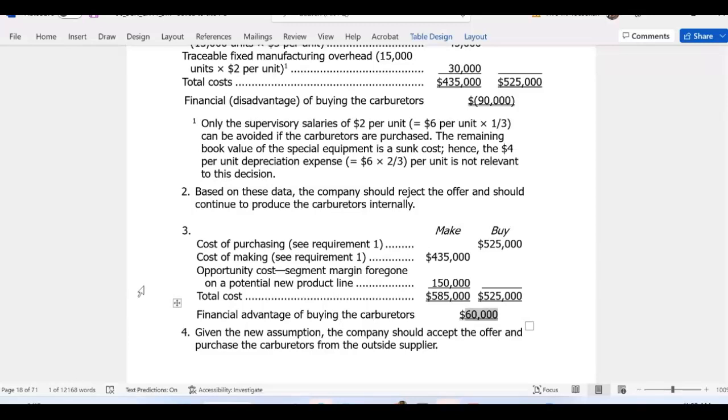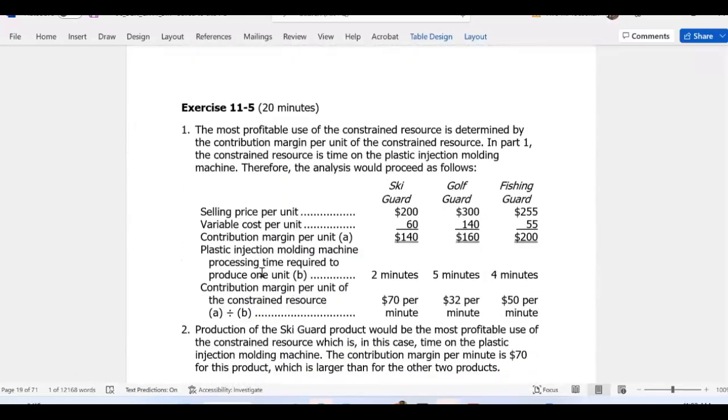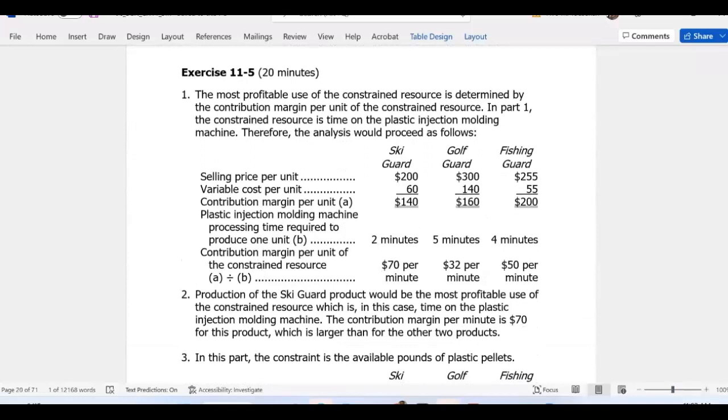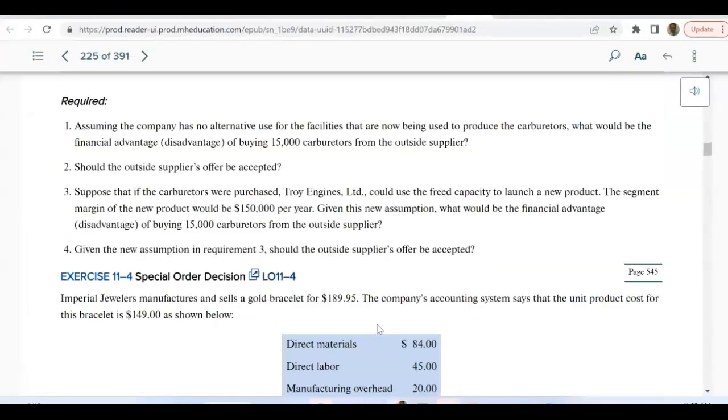Okay, that was number 3, I like that. Let's do number 5. And that should also be part of your homework. Okay, number 5.